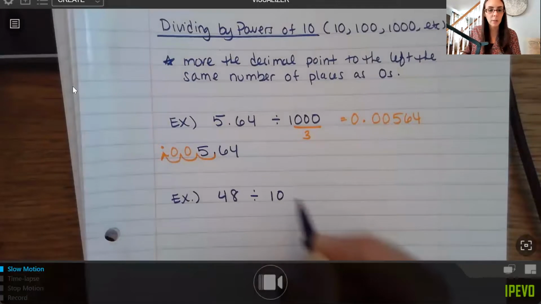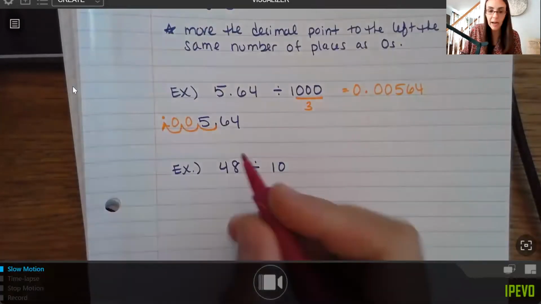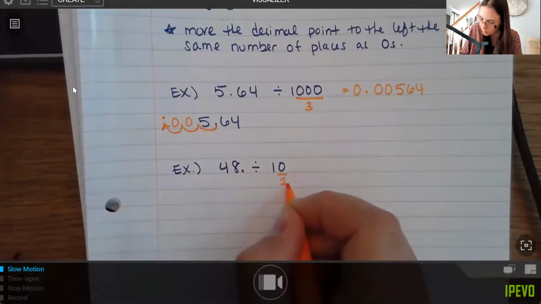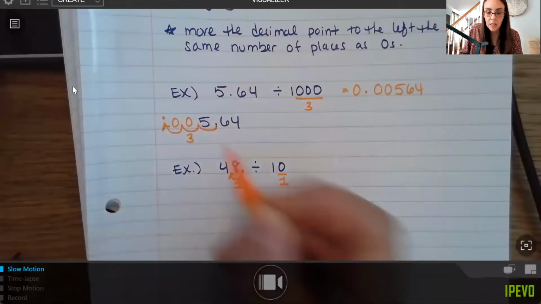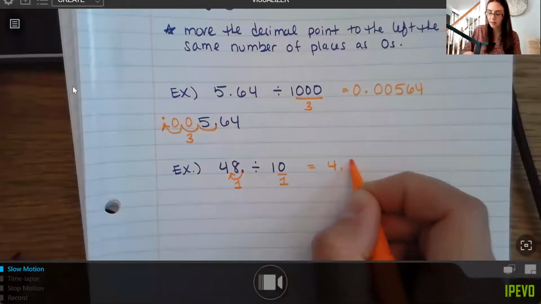It also works with whole numbers, and that's because you do always have a decimal point, remember? So your decimal point is here on the right. So in this case, I have 1 0. So I'm just moving this one place to the left. So this one was 3. So my answer here is 4.8 or 4 and 8 tenths.